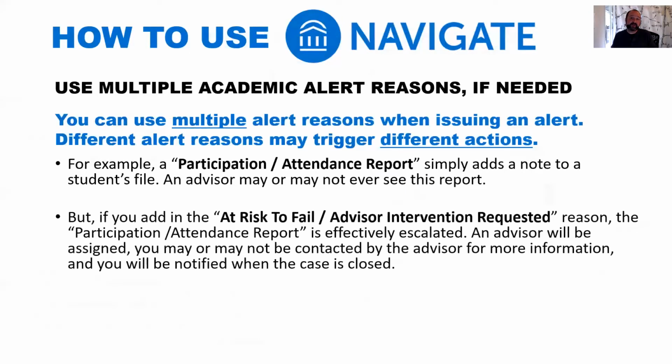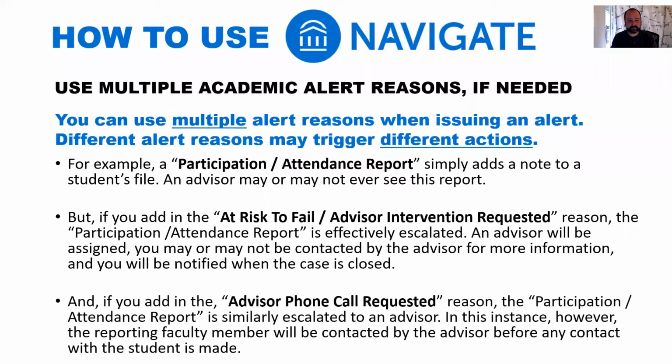So you can also click on the "at risk to fail, advisor intervention requested," and so now you have 2 alerts selected. A case will be opened, and the advisor will see from the other alerts you've included in this report what the issue is. Another way you can do it is you can ask for an advisor phone call. We've changed the name of that, by the way, to "advisor phone call to faculty requested." That's not going to be an advisor calling the student, that's an advisor calling you.